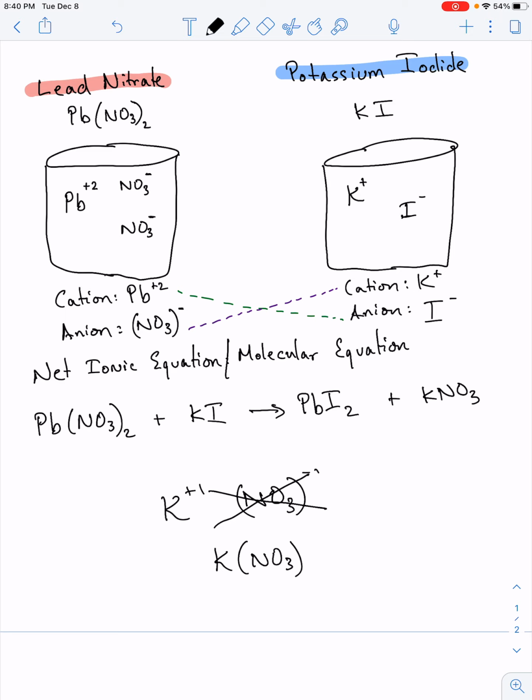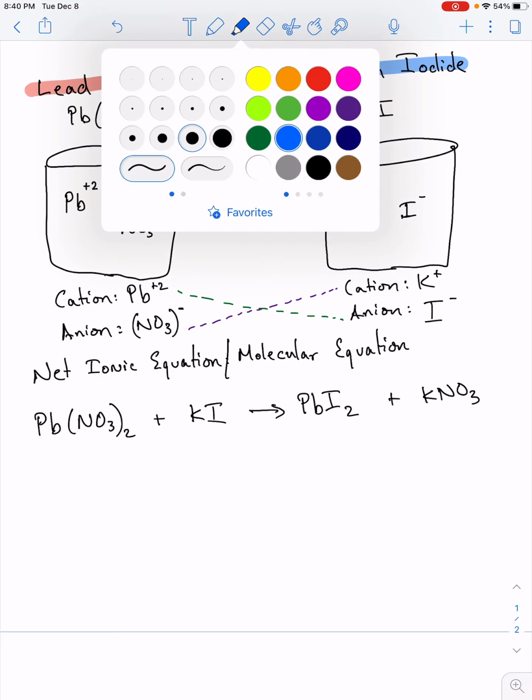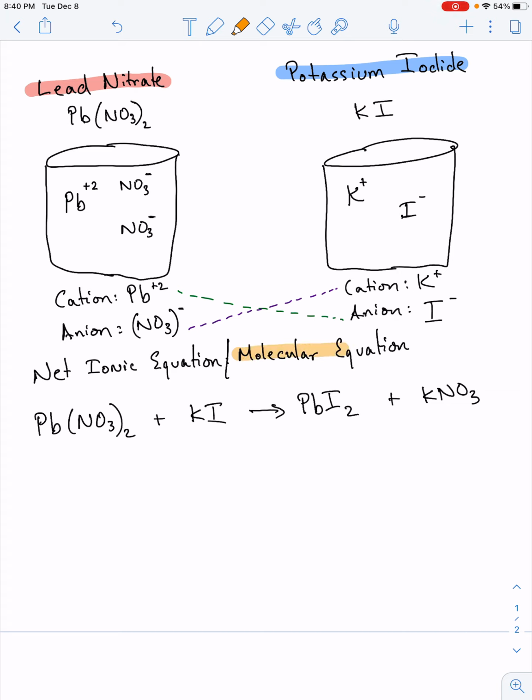Now it's important that you remember the polyatomic moves together, right? That's something that you should have learned in Async Task 14. And so now I have my molecular equation. This thing that we just came up with is called a molecular equation. However, it's not balanced right now. And so I notice that I have two NO3s over here.